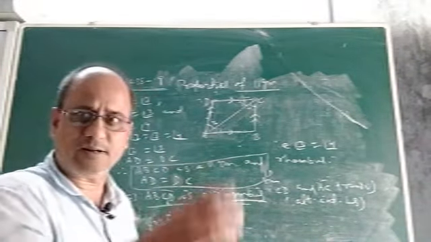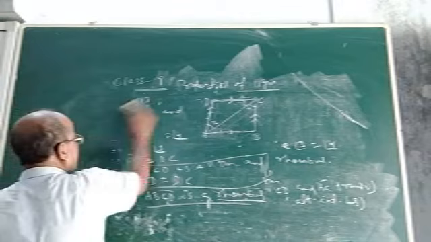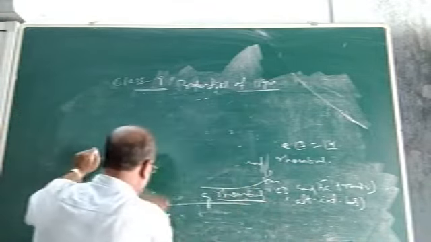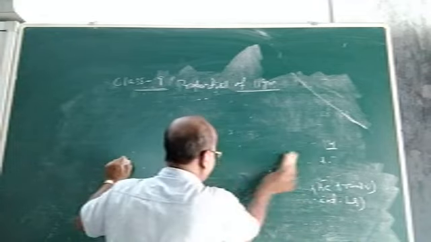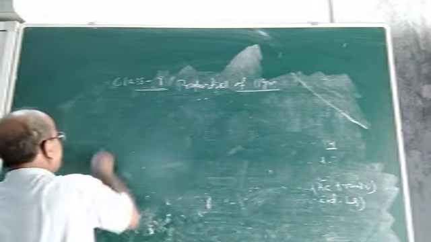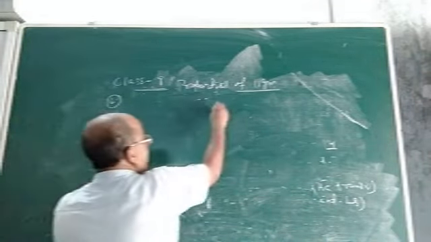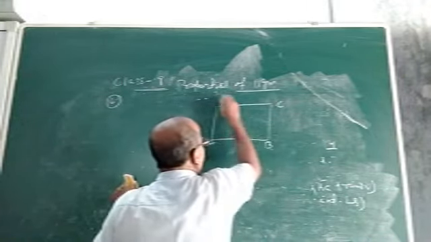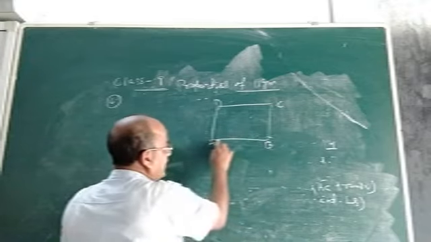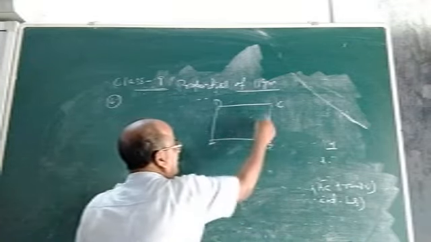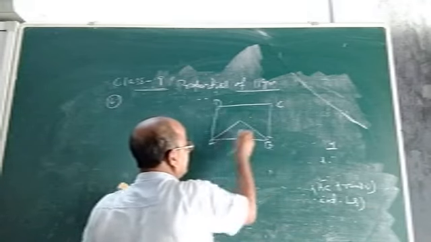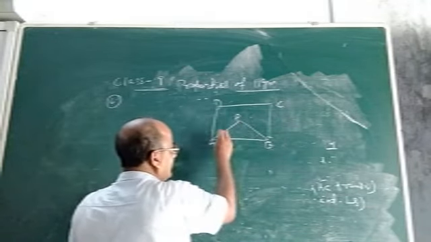Now let us discuss another important truth related to the properties of a parallelogram. This is property number 6 of a parallelogram. Suppose you are given a parallelogram ABCD. Now, take any two interior angles, suppose angle A, angle B, or angle B, angle C, whichever. Now, take the bisector of these two.